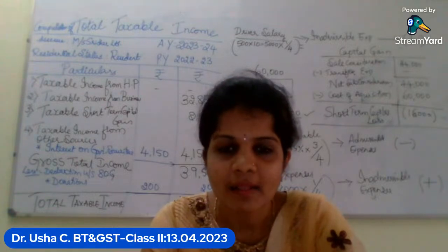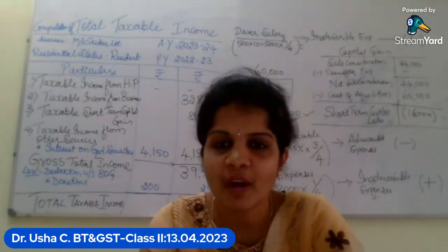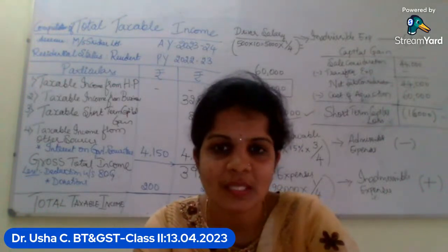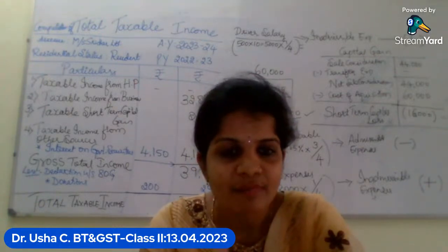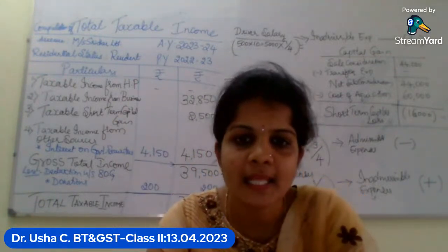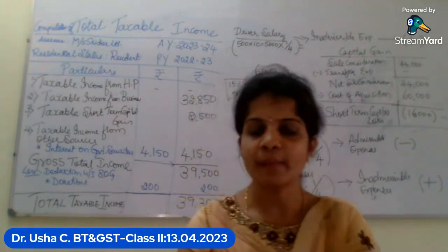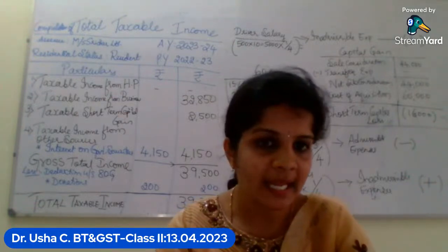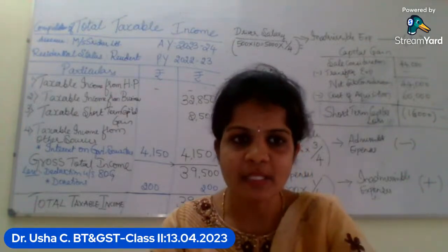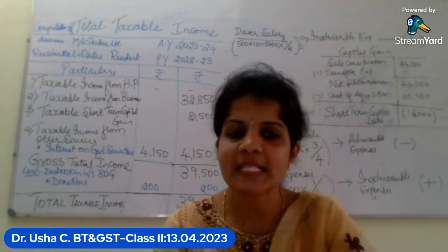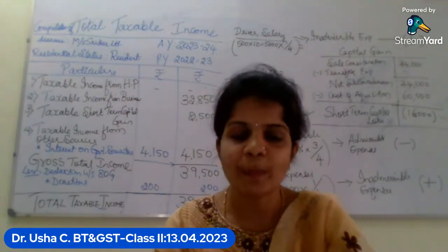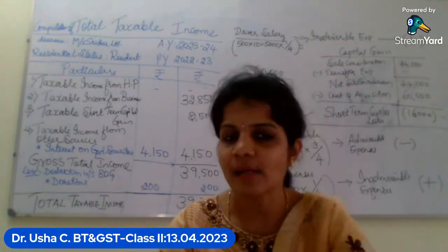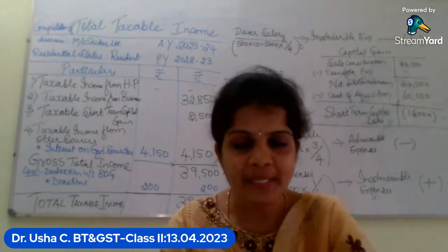Then further they said: compute the income of the company from the business for the assessment year 2023-24. Now you have understood completely how to calculate taxable income from business. To calculate it, we have to take admissible expenses, inadmissible expenses, business income, non-business income, and opening and closing stock. There is no adjustment relating to the opening and closing stock, so you can take that as nil and calculate taxable income from business.